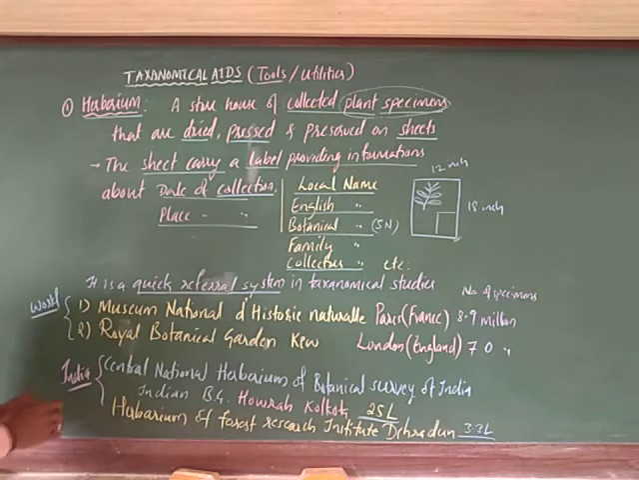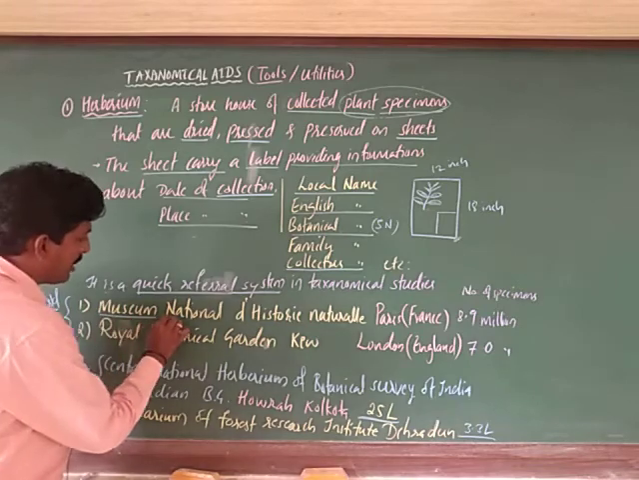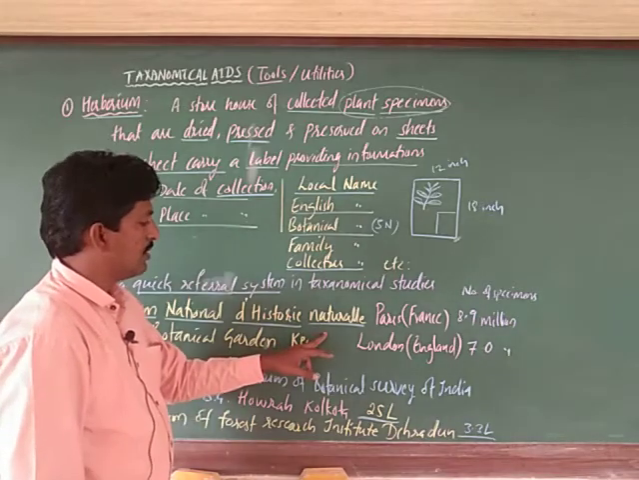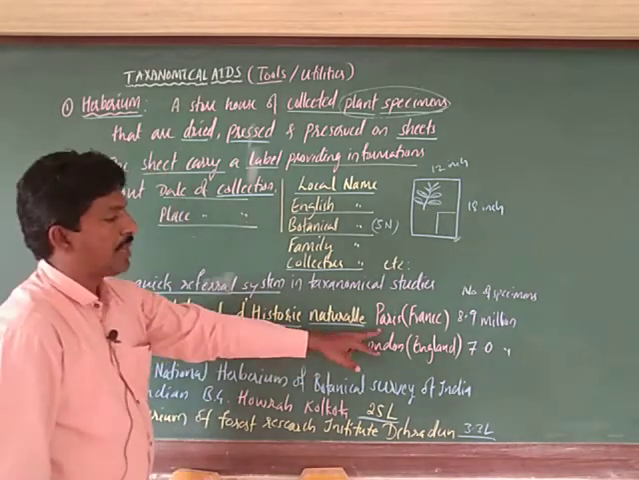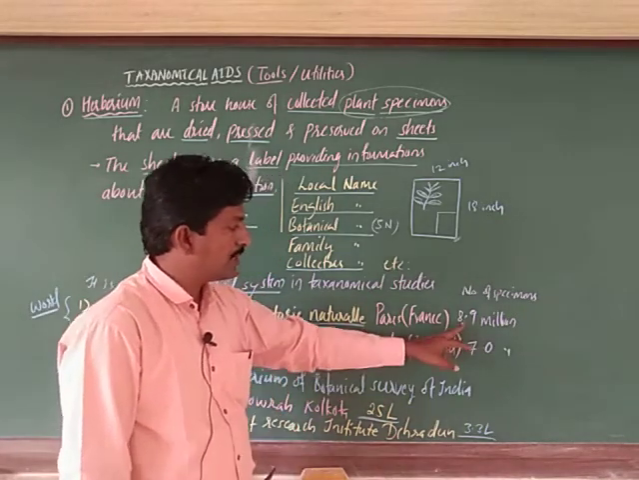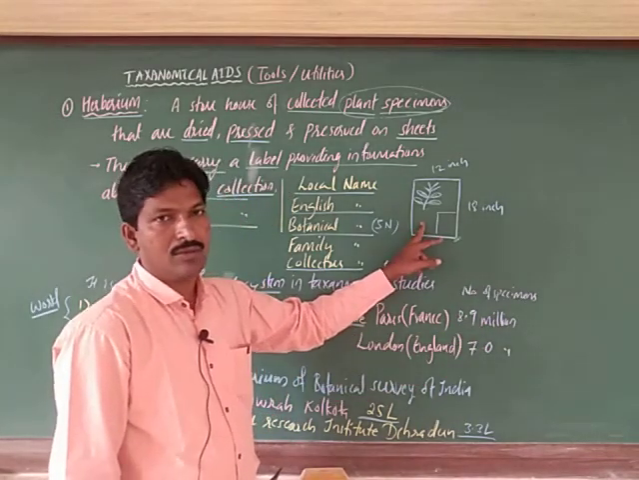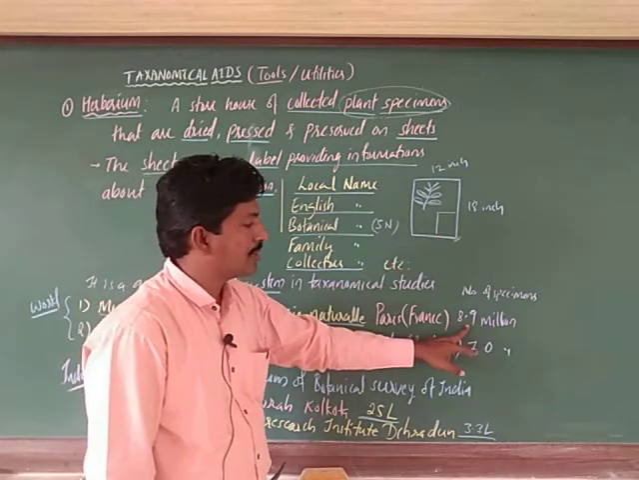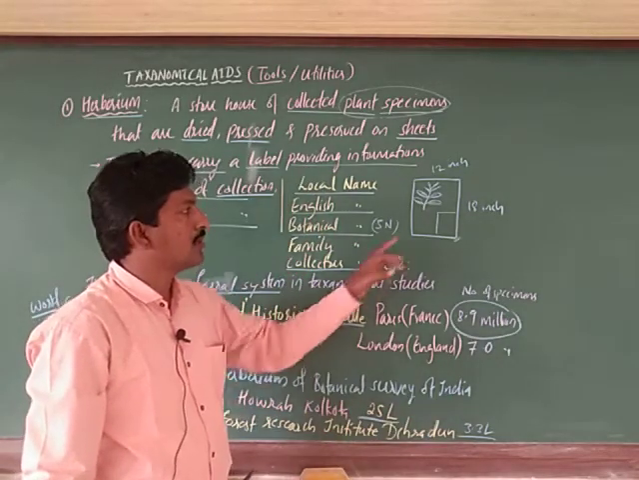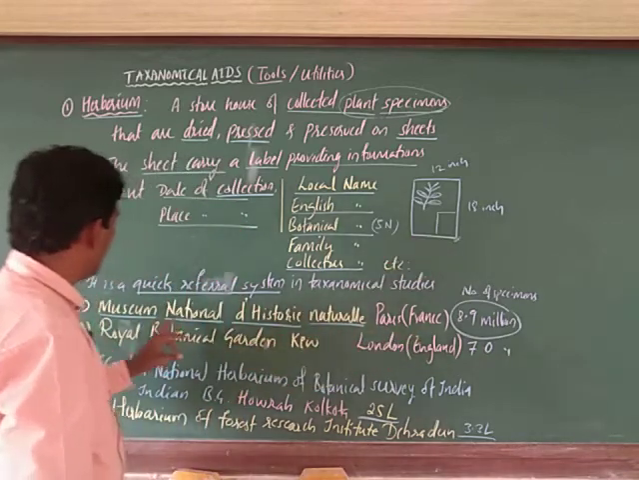Two examples I have taken. First, the Museum National d'Histoire Naturelle, which is one of the herbaria in Paris, France. About 8.9 million plant specimens are preserved in this way, as herbarium sheets. This is the largest one.